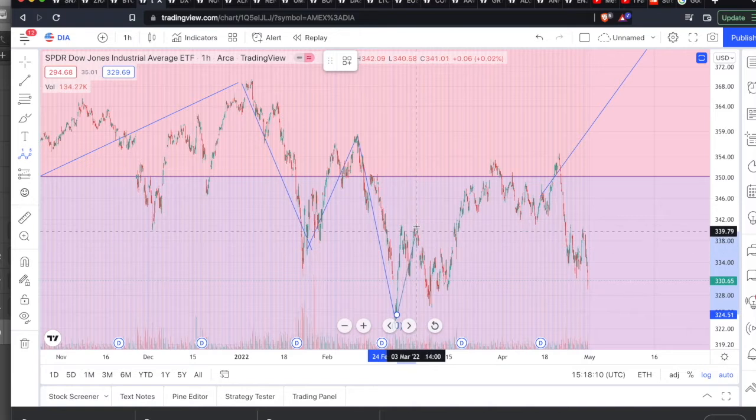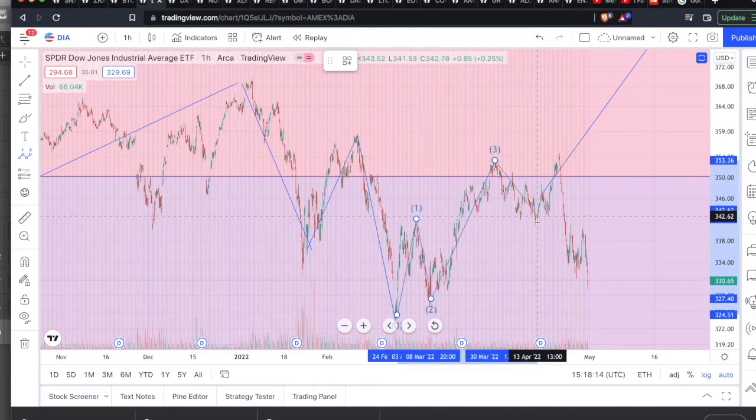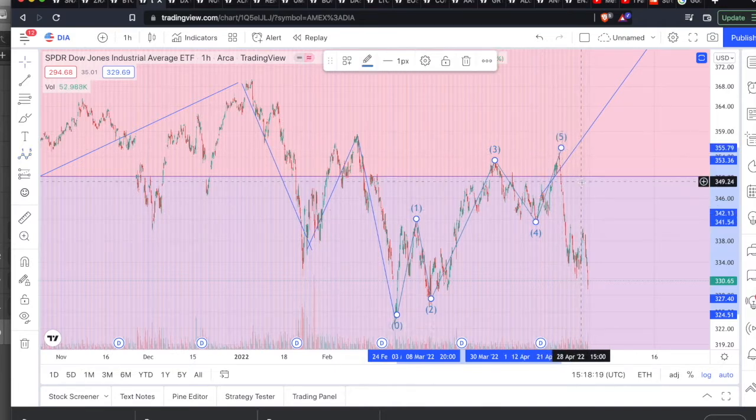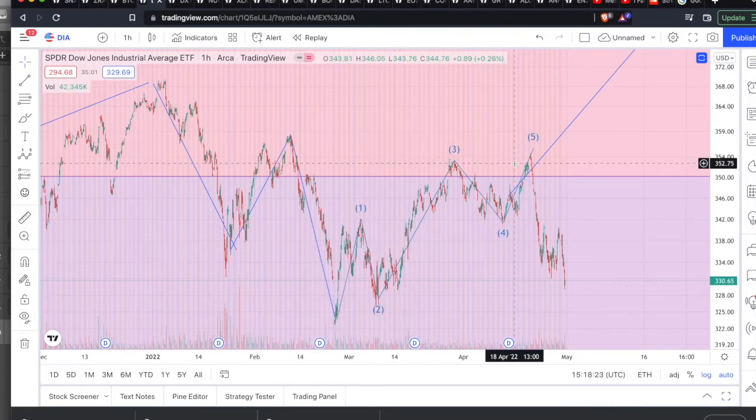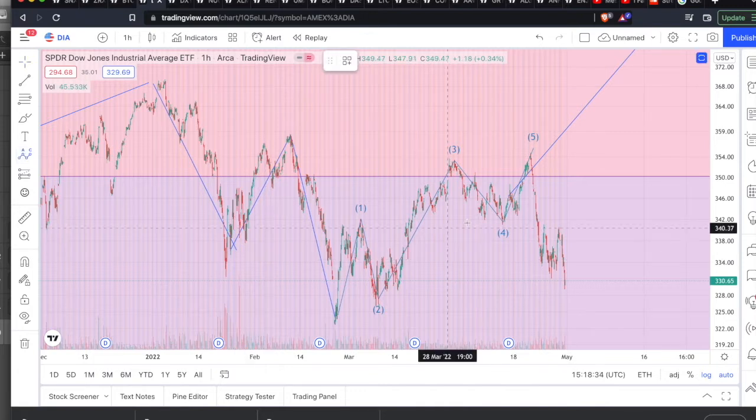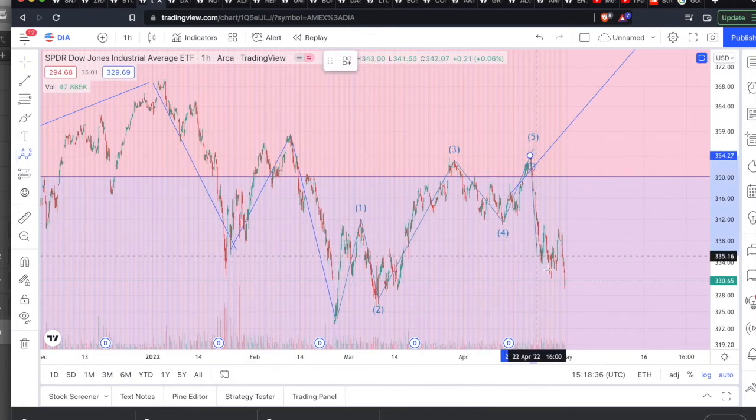1, 2. There's 3. 4. What happens? 5 pokes a little bit above, right? Always so classic, right? And that's all within wave 1 up, right? Okay, and then what do we got forming here? Oh, yeah, we do. Got a perfect ABC correction right here coming in, fractaling out.